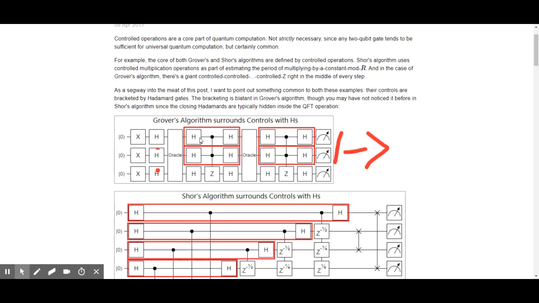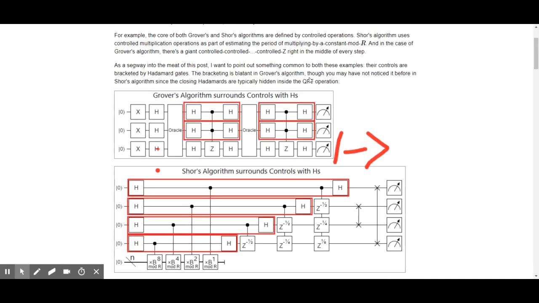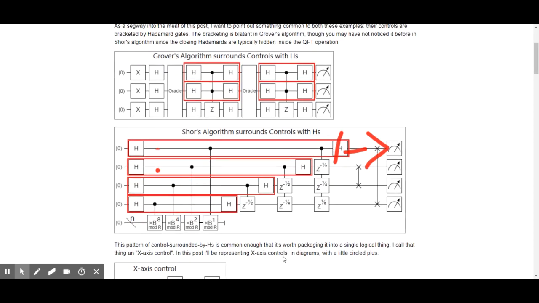As a segue into the meat of this post, I want to point out something common to both these examples. Their controls are bracketed by Hadamard gates. The bracketing is blatant in Grover's algorithm, though you may not have noticed it in Shor's algorithm. That's true, because the Hadamards are part of the QFT. Interesting.